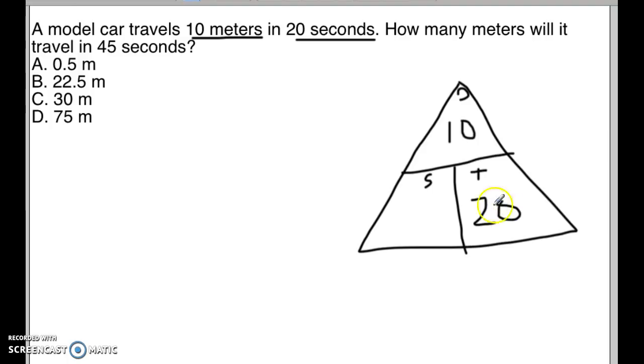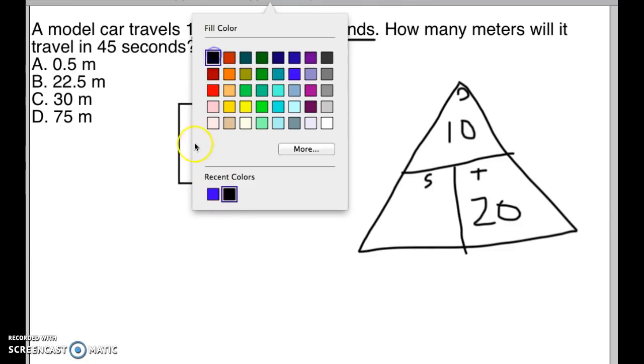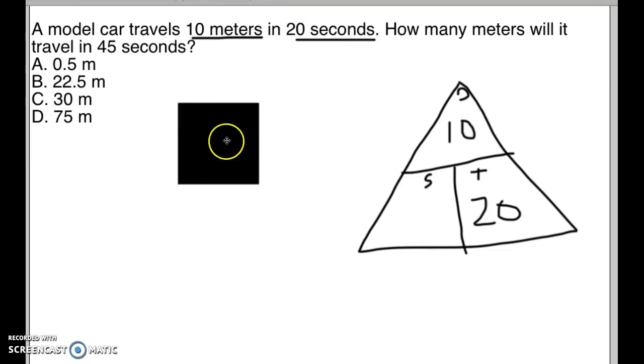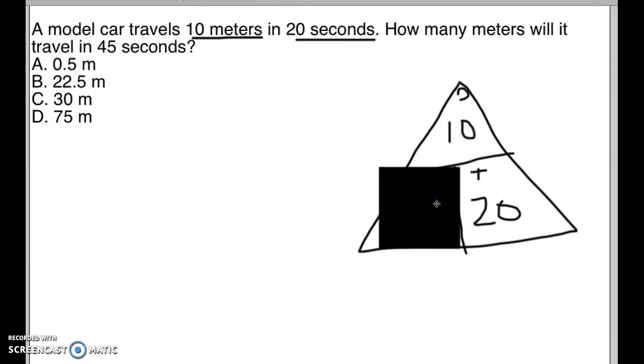Now, if I were to, let me just pull this up, let's fill it with black. And if I were to cover this up, which is what I'm looking for, I notice that I have 10 over 20. Well, I don't see 10 20ths as an answer. So I know that I need to say 10 divided by 20.